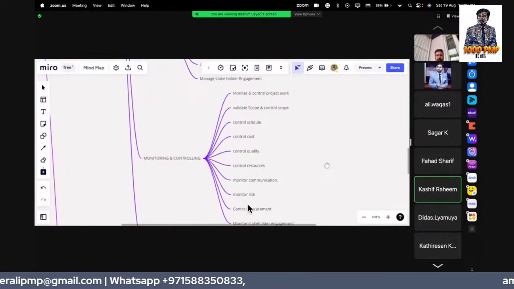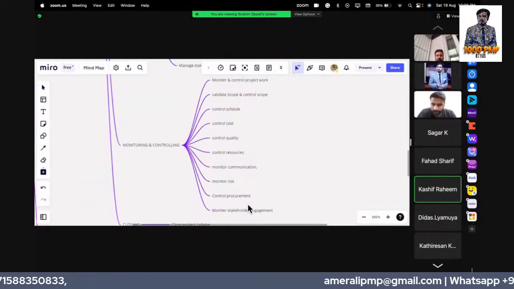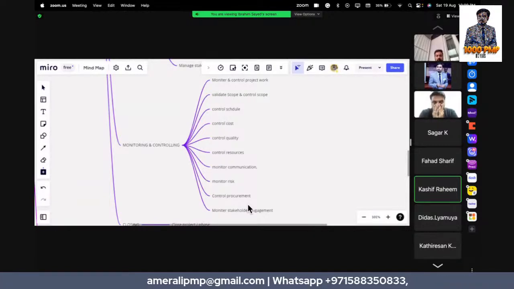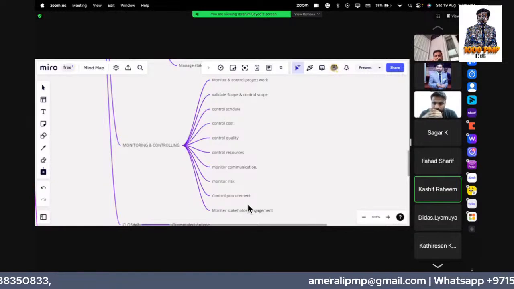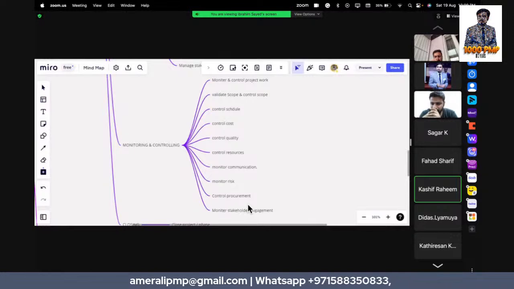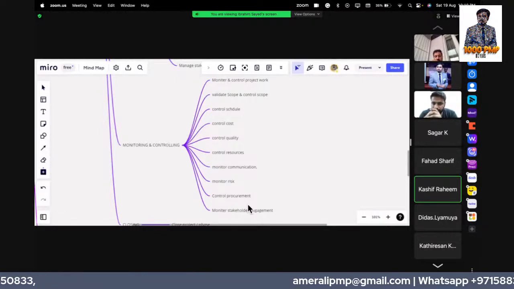Once we complete this schedule process, the monitoring and control process will start. We'll be doing the monitoring and control of the whole overall project. We'll validate the scope and control the scope, then control the schedule as we planned the activities. For the control, we will do the variance analysis, the plan versus actual activities analysis.